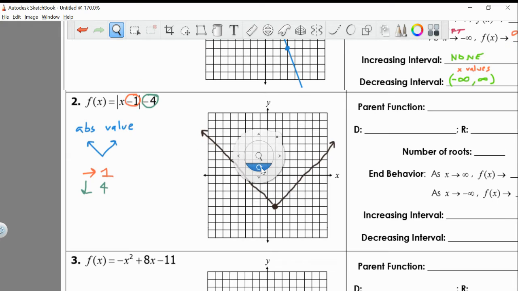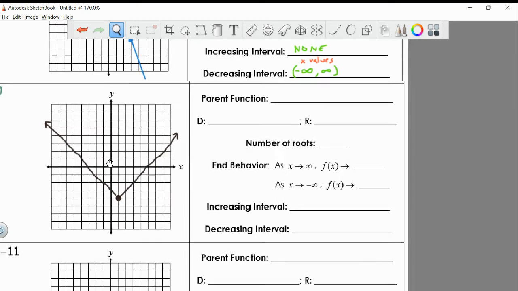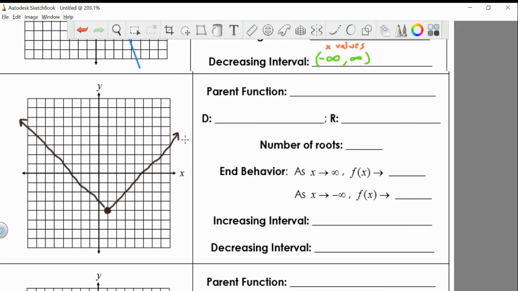Now let's analyze this graph a little bit. First of all, what's the parent function? That one should be a piece of cake. You're going to take away all the numbers. All you get is y equals x, and then whatever makes this a special kind of family. It's an absolute value graph, so we need to have the absolute values on there. Make sure you've got your absolute values here, and it doesn't just say y equals x. Then you've got domain and range, number of roots, end behavior, increasing, decreasing.